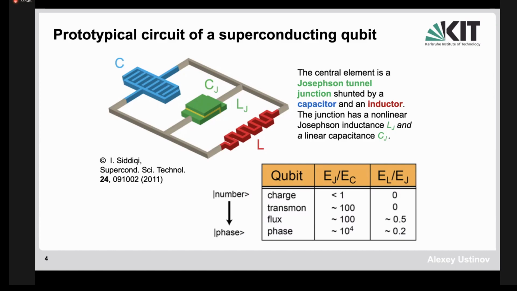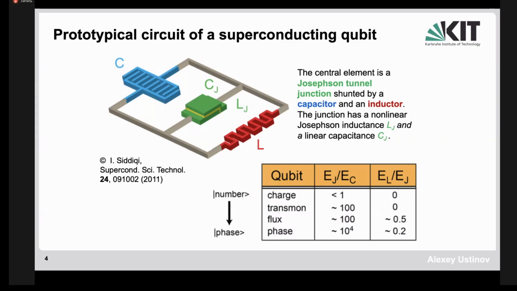They all correspond to different ratios of the energies. Here you have the Josephson energy, which is associated with the Josephson current. We'll talk about that. Now you also have a charging energy, which is basically the energy of charging this capacitor, C plus Cj, which are in parallel. This capacitance can be either small or large, and you charge it by the charge of a single Cooper pair. This energy scale gives you another scale in the system.